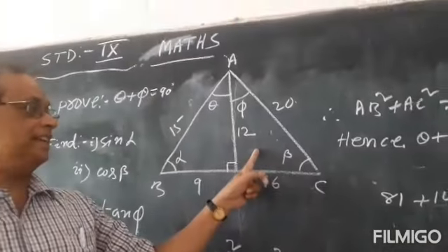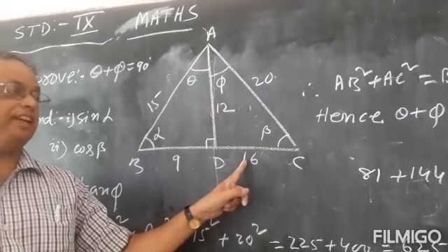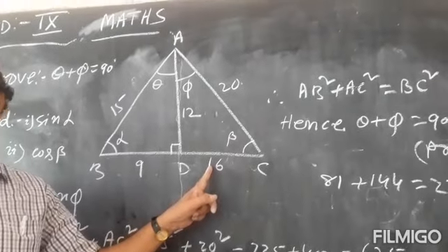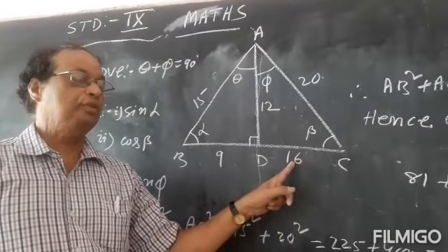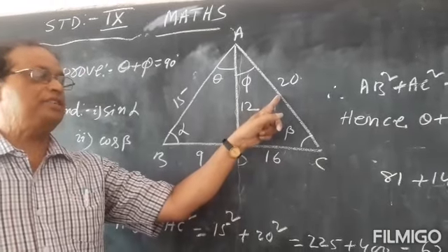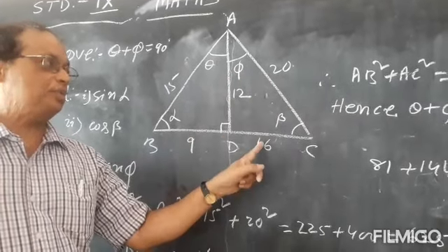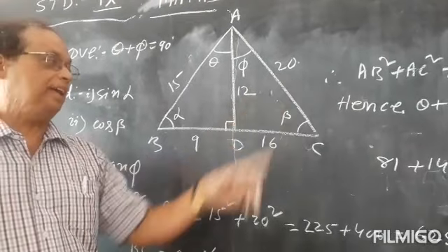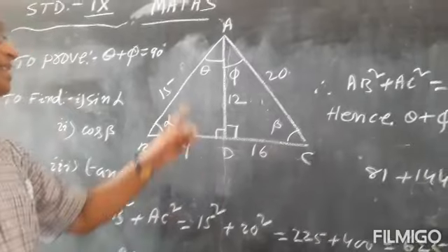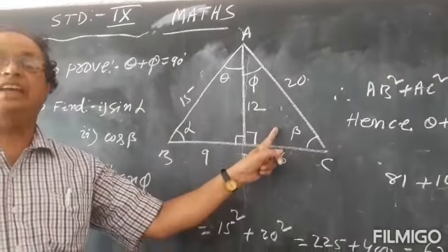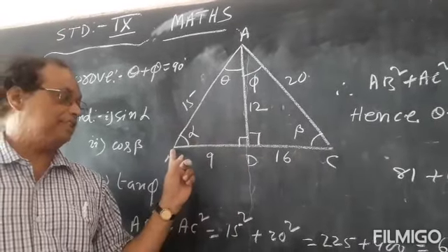Similarly, this side ACD triangle, this is 12. 12 square is 144. This is 16. 16 square is 256. So 144 plus 256 is how much? 400. Now AC square is how much? 20 square, that is 400. So AD square plus CD square is equal to AC square. Therefore, ADC is 90 degree. So what are the two right angle triangles? ABD and ACD are the two other right angle triangles that are there in this triangle ABC.